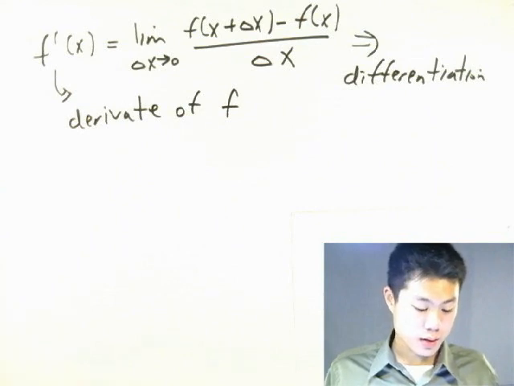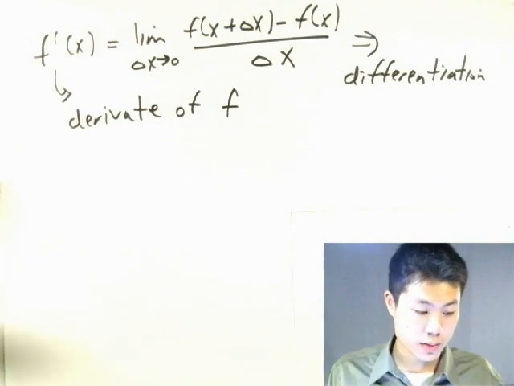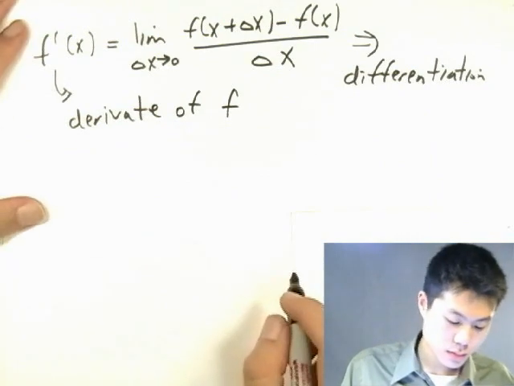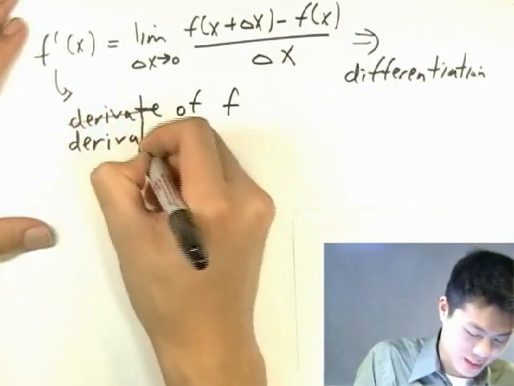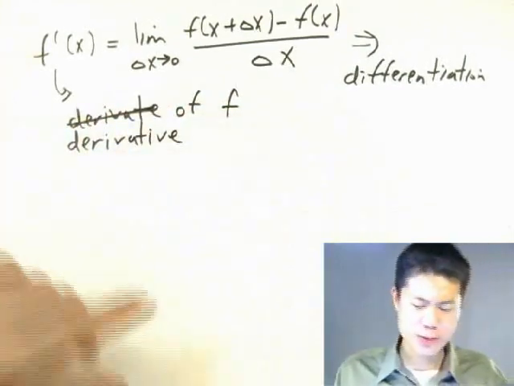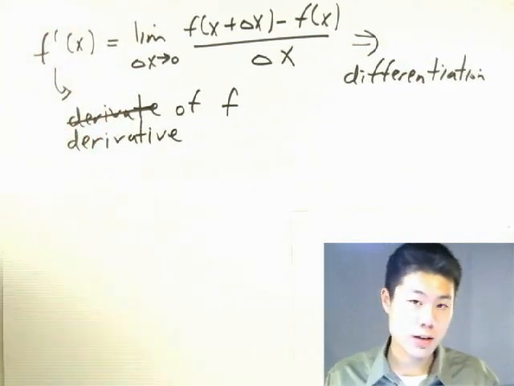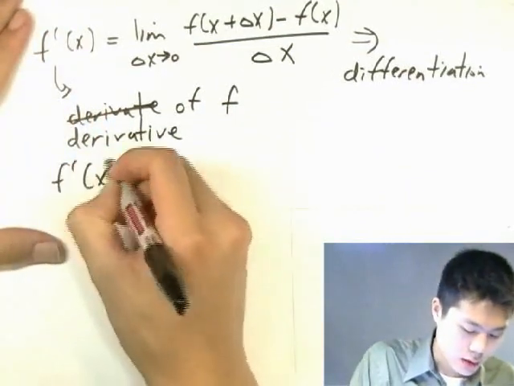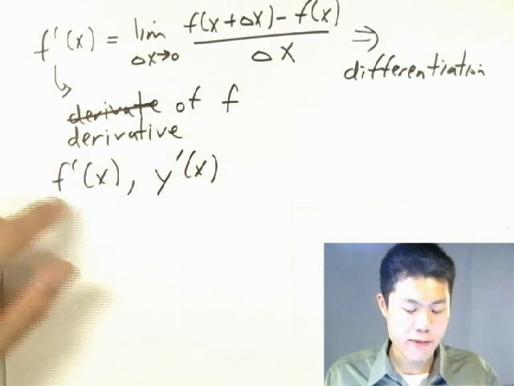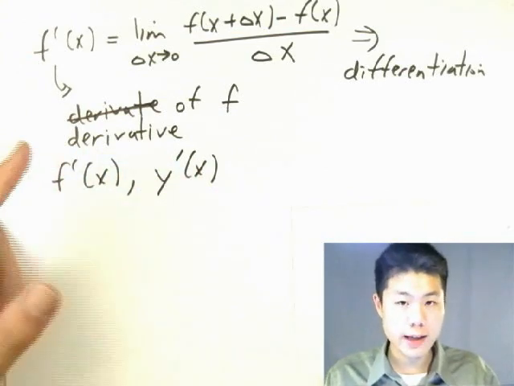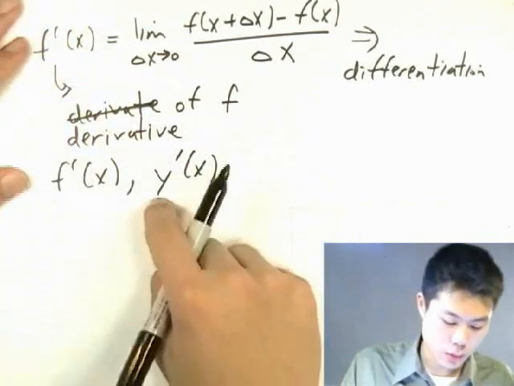Okay, so there are several ways that we can write the derivative notation. So one way is f prime of x. Another way is y prime of x. Sometimes instead of writing f of x equals something, you write y equals something. So if we're using the y notation, then we can write y prime of x.